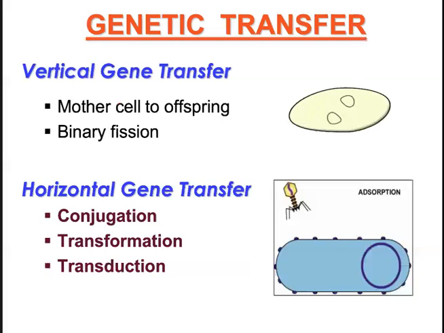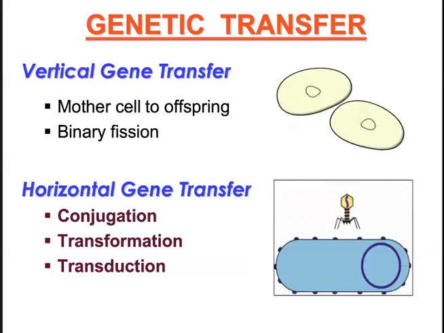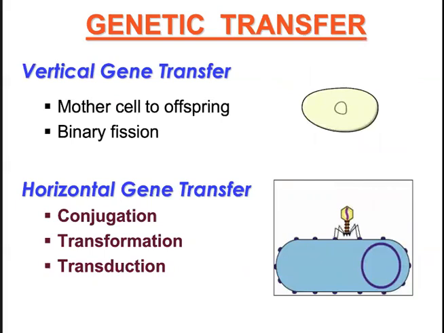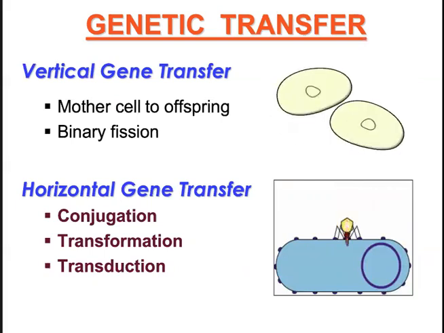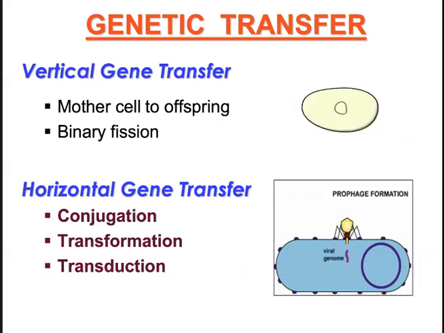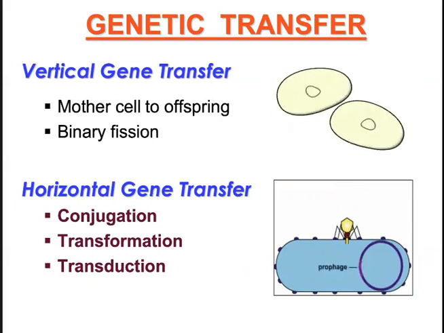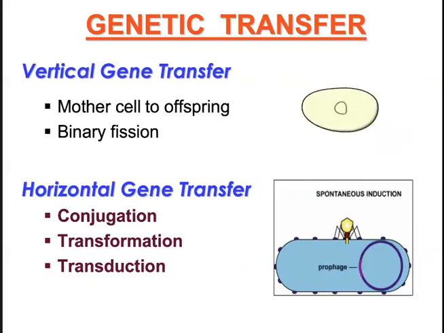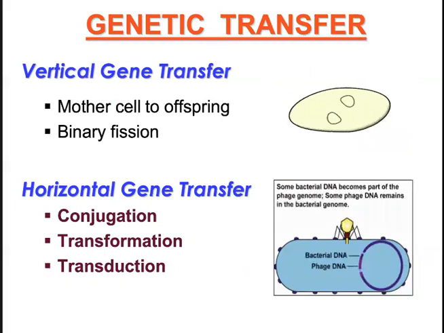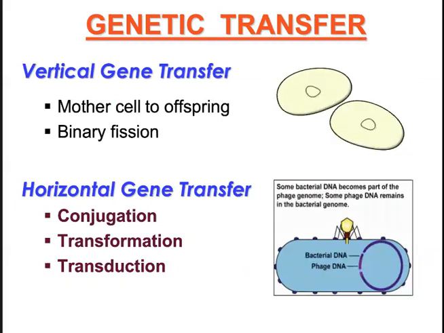So by talking about collecting genes from other organisms, we refer to it as genetic transfer. Genetic transfer may occur vertically, such as what happens during binary fission, so from mother cell to offspring. When the mother cell divides into two daughter cells, the genes are transferred from the mother to the offspring.